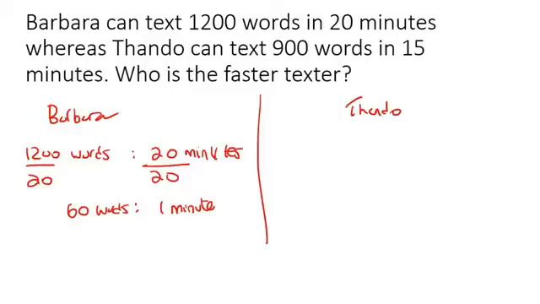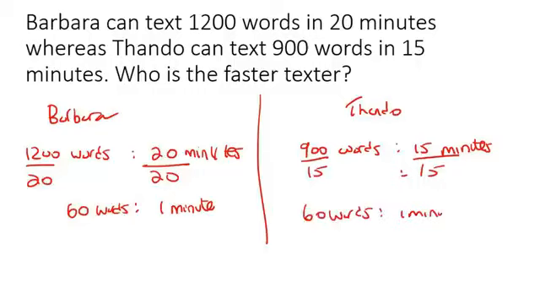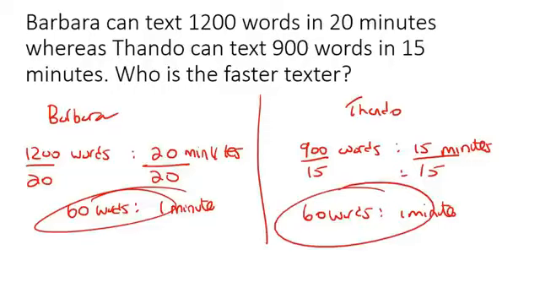Okay, now Thando can do 900 words, and that takes 15 minutes. So if you divide by 15 and divide by 15, it's exactly the same. So that means that they are actually exactly the same. They can both type at exactly the same speed. So if Barbara had to go for 15 minutes, she would also only get to 900. And so they actually type at the same exact speed.